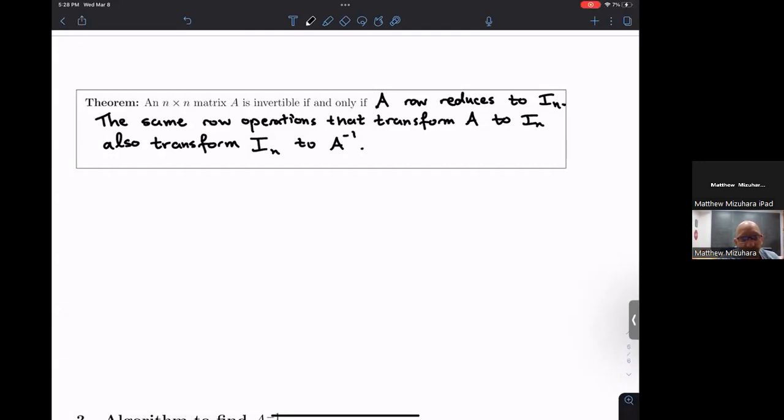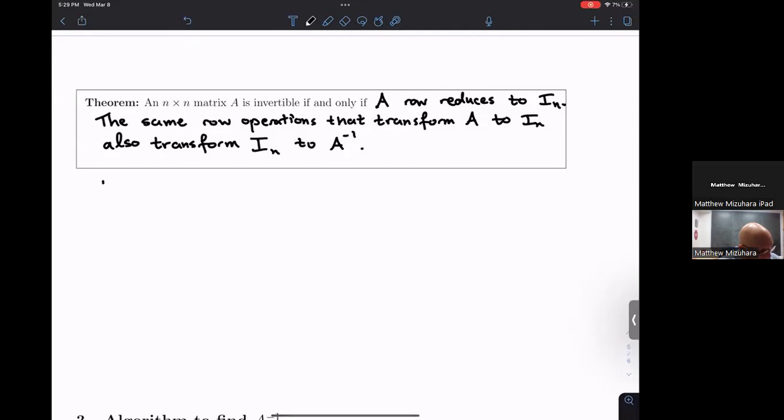which says that the same row operations that transform that matrix A to the identity, they transform the identity to the inverse matrix, right? This is exactly why we have that algorithm where we set up the big augmented matrix and row reduce everything to find the inverse matrix for A. So why is this the case? Well, the key to understanding this relies on the following.